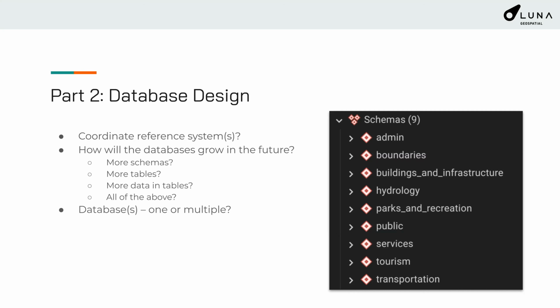Is there going to be one database or multiple? In the data warehouse model I showed you, that's one database. Maybe we'll add a new schema one day if we want to add something for like geology or soils. But for the most part, all the data that we're going to collect is going to be added to these, and maybe we'll update some of these data over time.